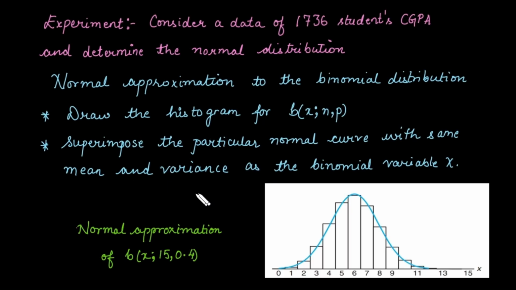Now we are going to find the normal curve for the data of 1736 students and their CGPA, but this data is in discrete form. So in that case, we can apply the binomial distribution. Now why are we not moving towards the binomial distribution? Because the size of this data is greater than 30. Therefore, we are switching towards the normal distribution.